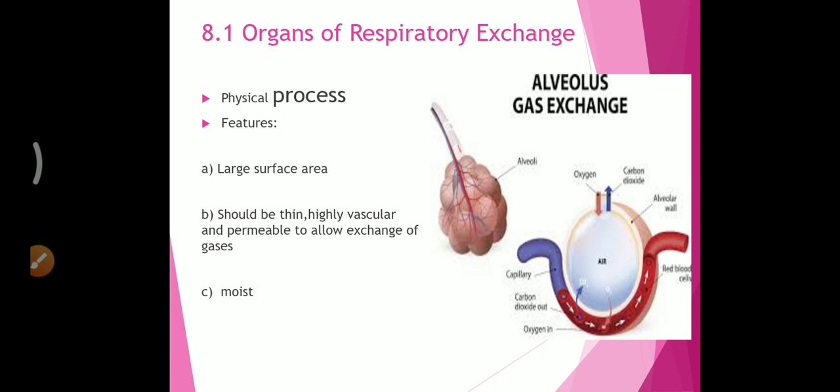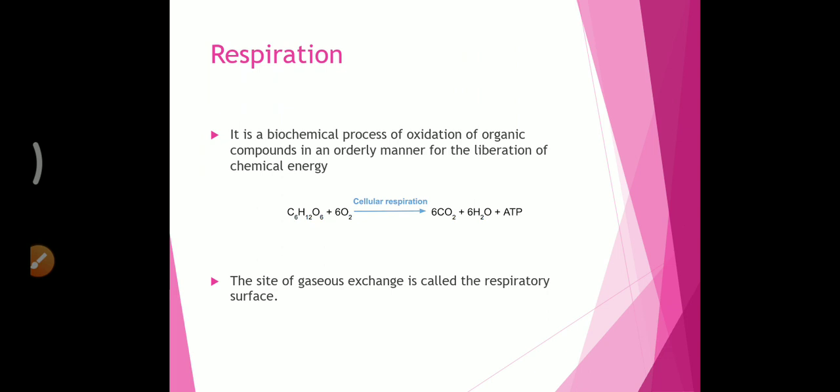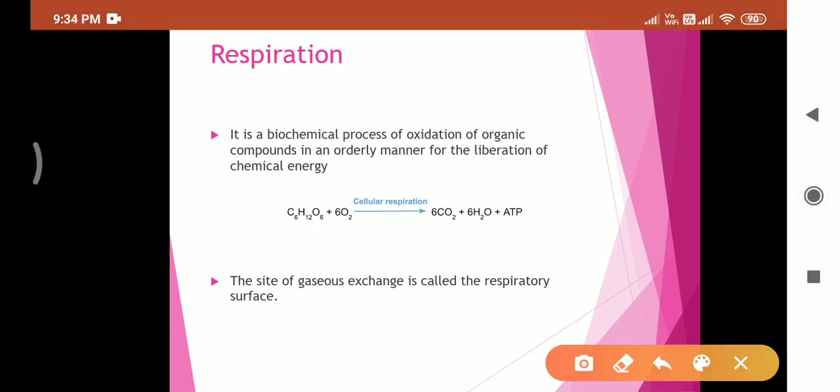In respiration we take oxygen inside our body. Why is this oxygen required? This oxygen oxidizes the organic compound. What is the result of this oxidation? The formation of carbon dioxide and water molecules, and a third compound that is formed, the ATP molecule, right? Here you can see the chemical formula of respiration.